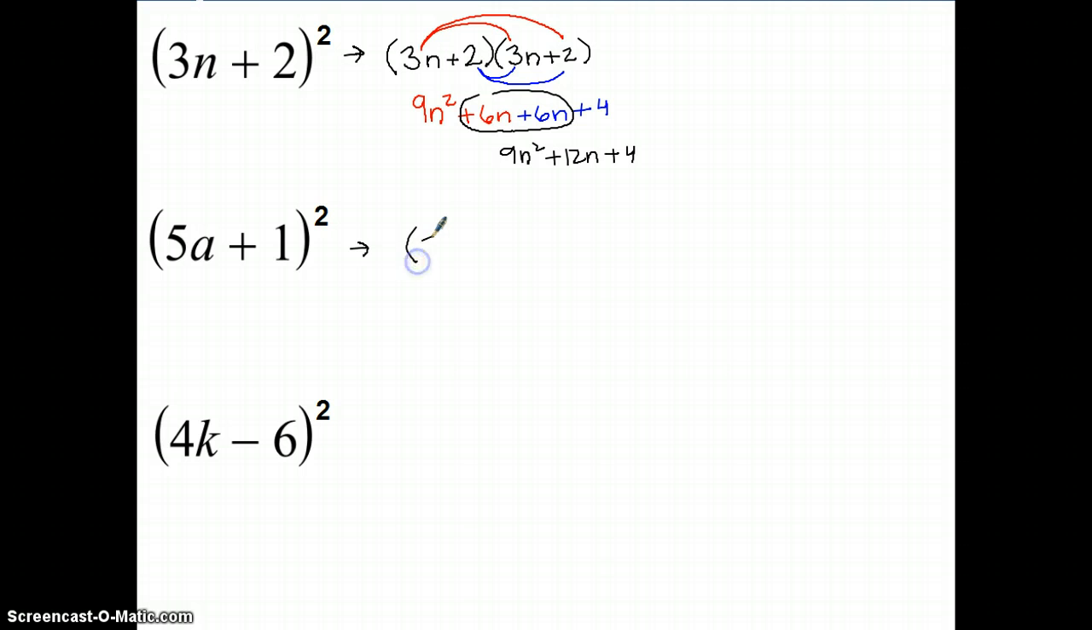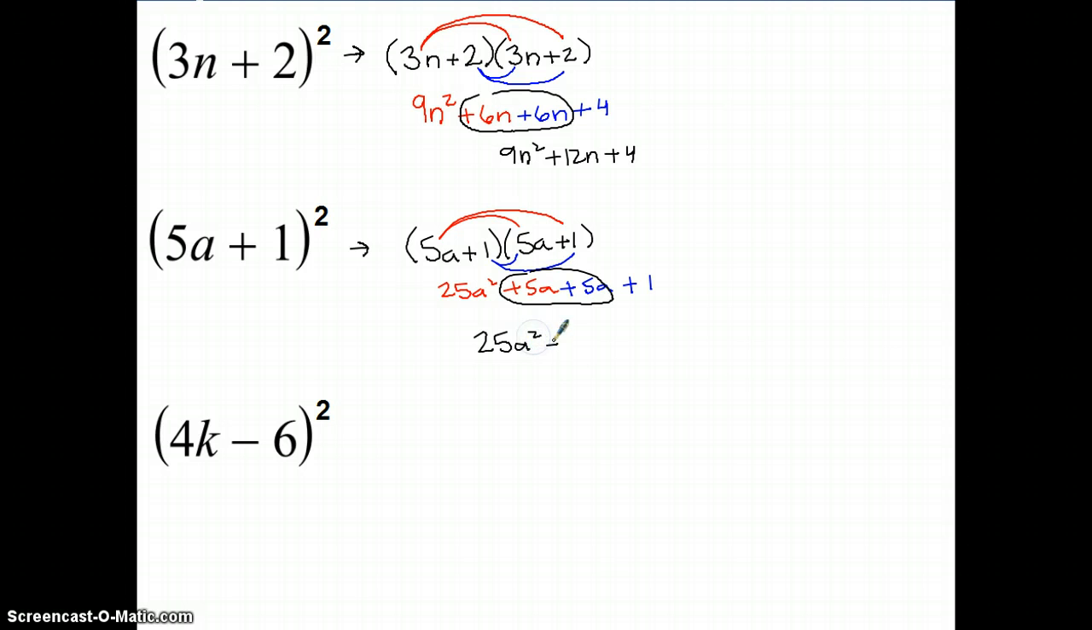Again, all I'm going to do here is expand it by writing it as 5a plus 1 times 5a plus 1. Then I FOIL. Multiplying my first terms, I have 25a squared. Outer terms, I have a positive 5a. Inner terms, I have another positive 5a. And my last terms, 1 times 1 is a positive 1. Combining like terms in the middle, I have 25a squared plus 10a plus 1.